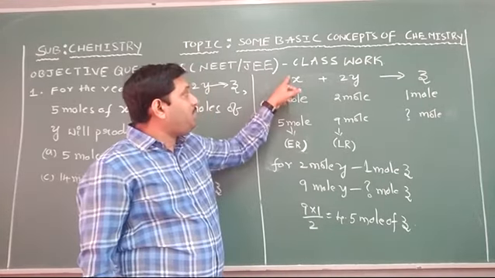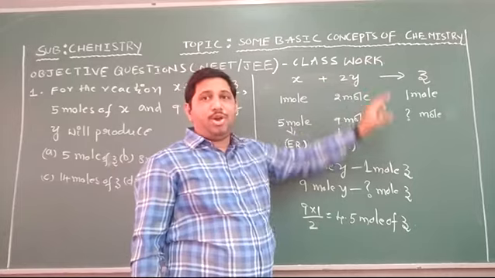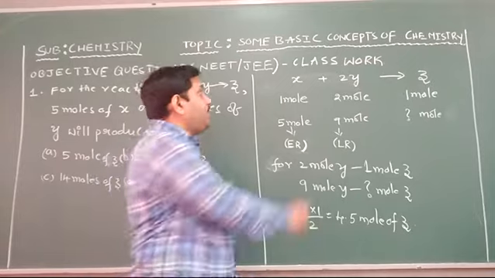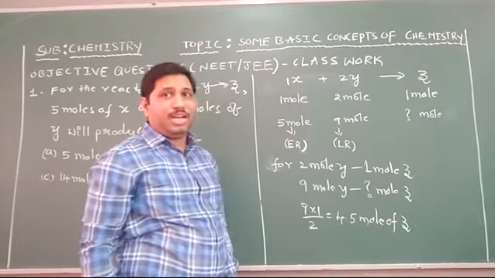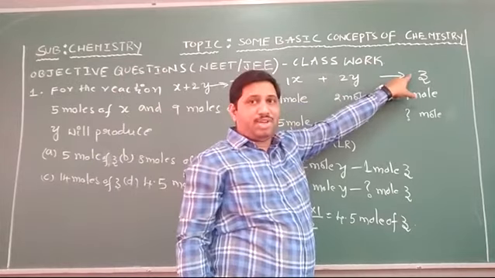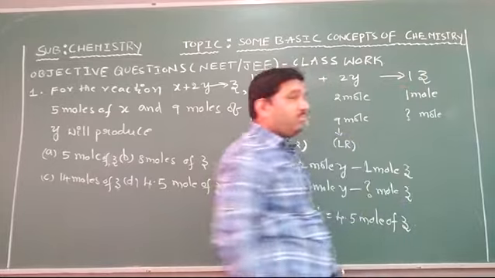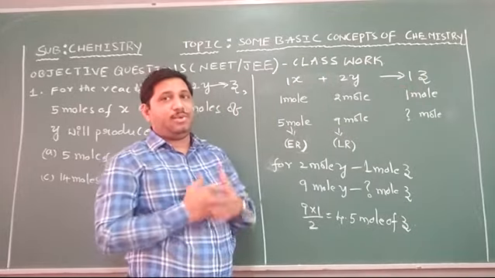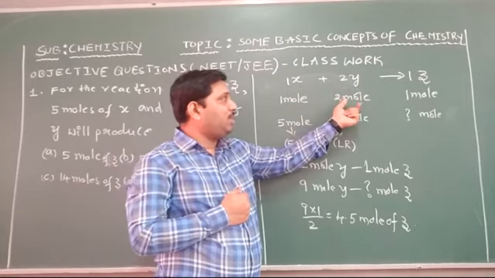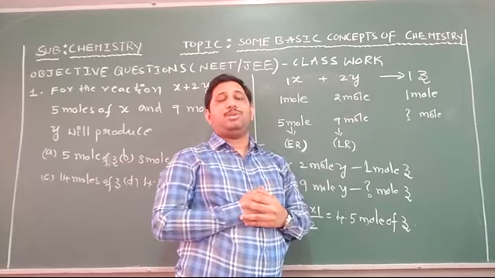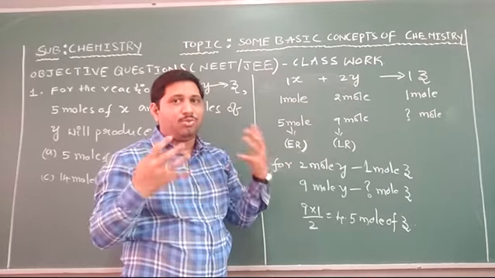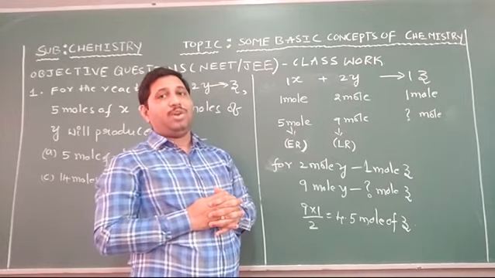We know that the coefficients present before the reactants and the products are known as stoichiometric coefficients, which represent the number of moles. Where nothing is written, it means 1 is present. The number of moles of x is 1, the number of moles of y is 2, and the number of moles of z is 1. Therefore, 1 mole of x reacts with 2 moles of y to form 1 mole of z.